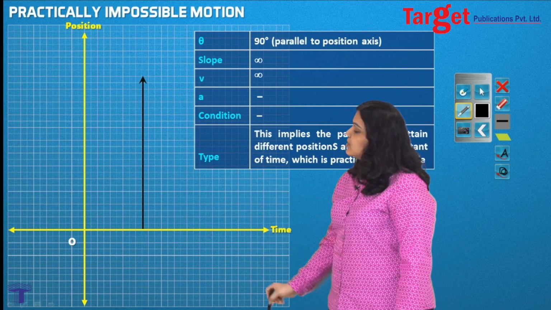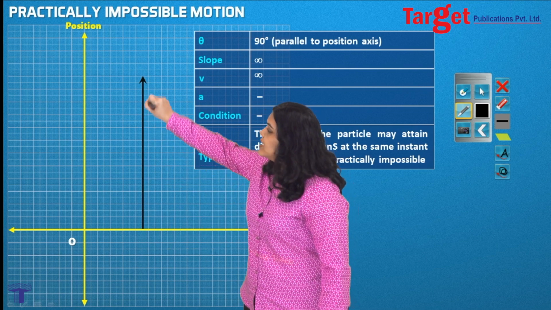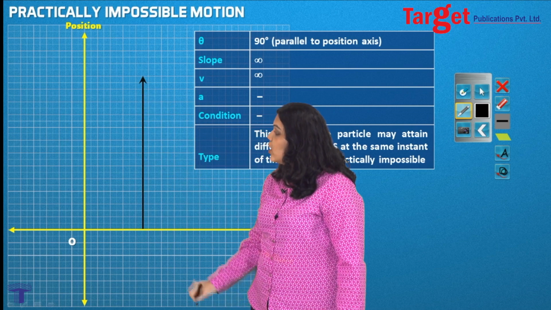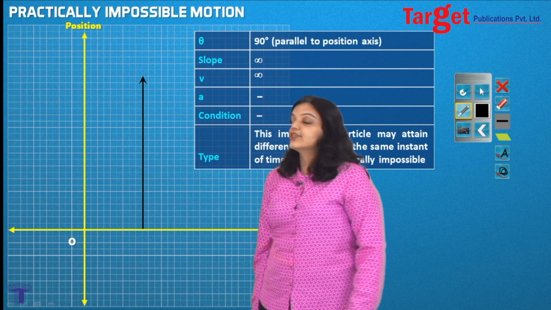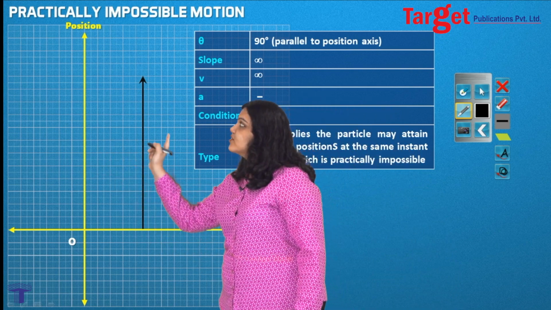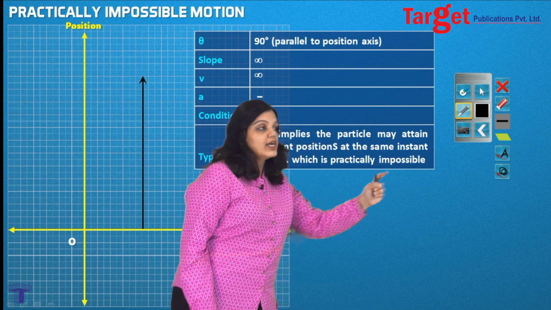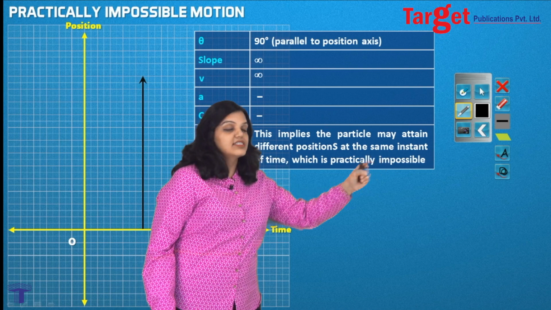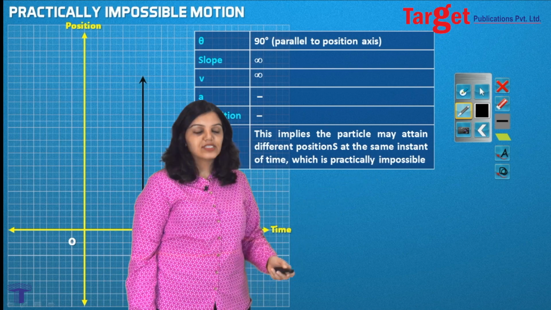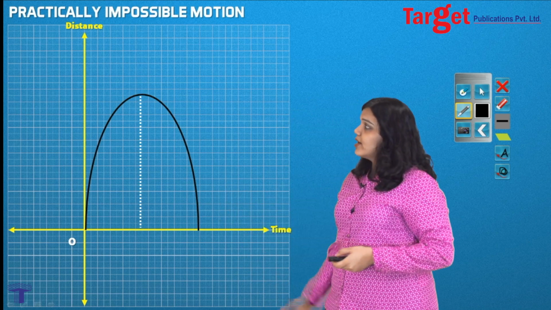This graph is impossible because for the same value of time, you have so many different values of position. So in this graph, for the same instant of time, you have so many different values of position, which means that according to this graph, the particle may attain many different positions at the same time, and this is not practically possible. So this is an impossible graph. This is also an impossible graph.